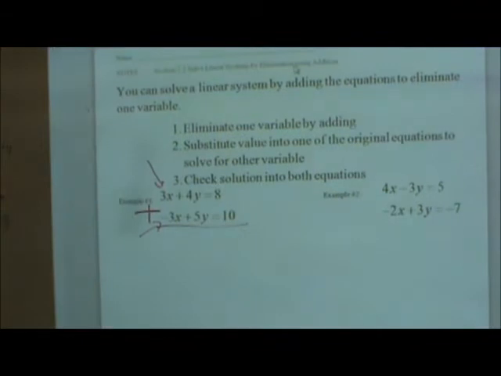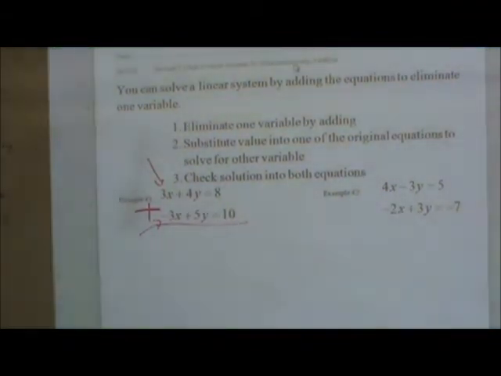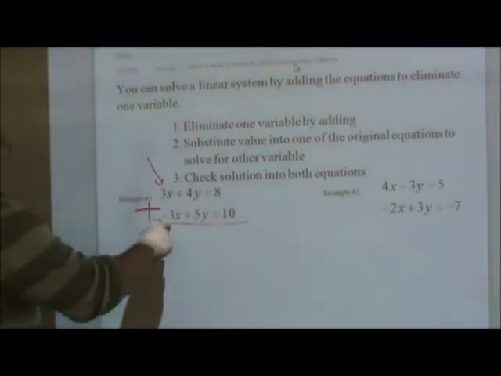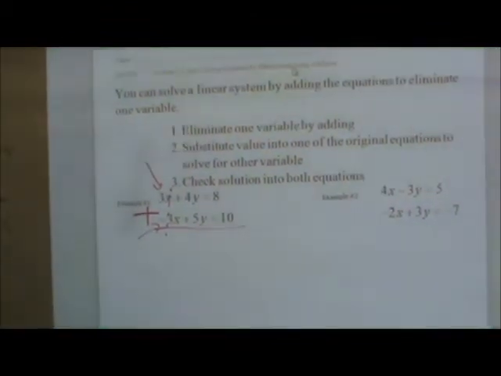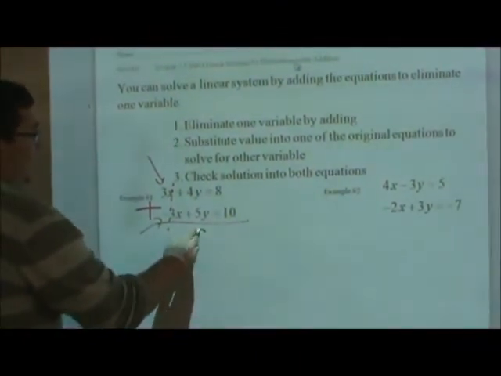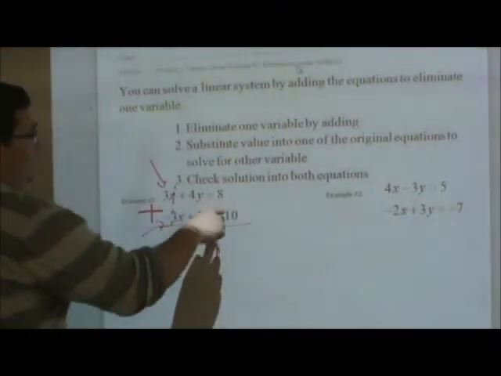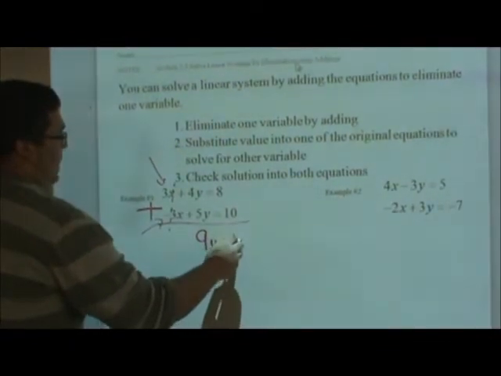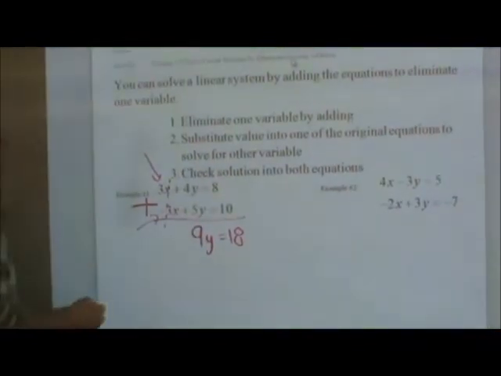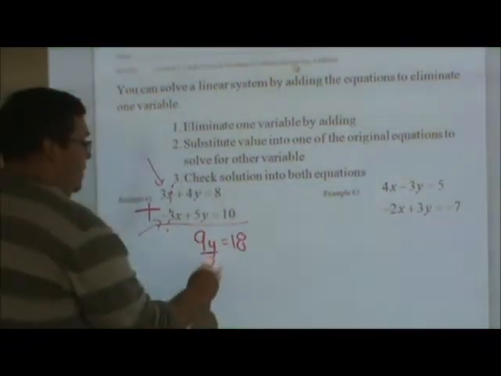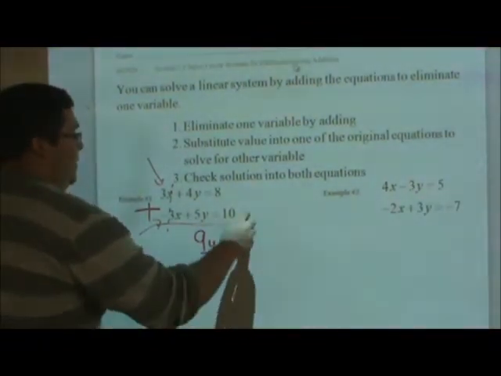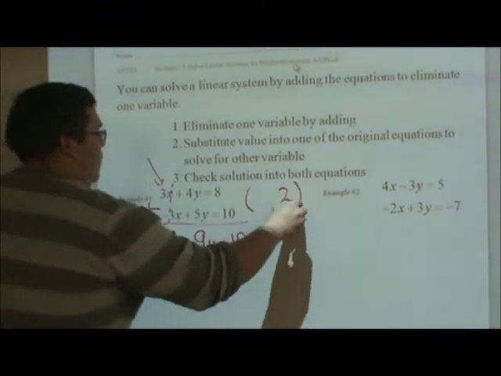And now we're doing step one. We're eliminating one variable by adding. You add vertically. 3x plus negative 3x, that eliminates. 4y plus 5y, 9y. 8 plus 10, 18. Now, we solve for that variable. Well, basic right here. 18 divided by 9. Y is going to be 2.